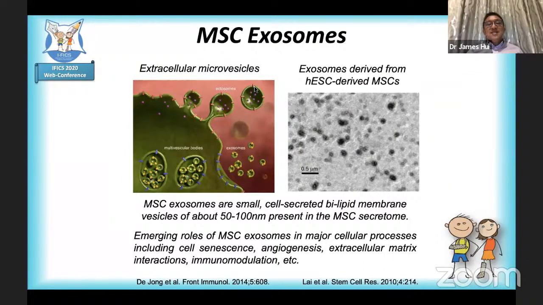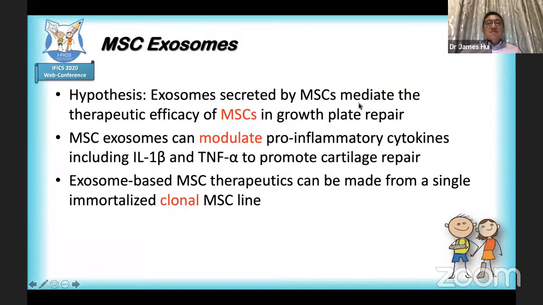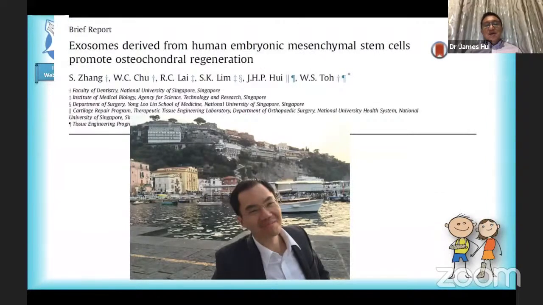However, comes 2016. This is the latest sexy word you need to learn, which is extracellular microvesicles called MSC exosomes. These are very small secretomes from MSCs. They have all the qualities of MSCs without needing the MSC donation. So the beauty of this is that MSC exosomes can modulate all these inflammatory cytokines. And yet, because it is an MSC cellular therapy, it can also regenerate. And the beauty can also come from the clonal single immortalized lines. This is my collaborator who invented this, and we did use them for osteochondral regeneration in articular cartilage.